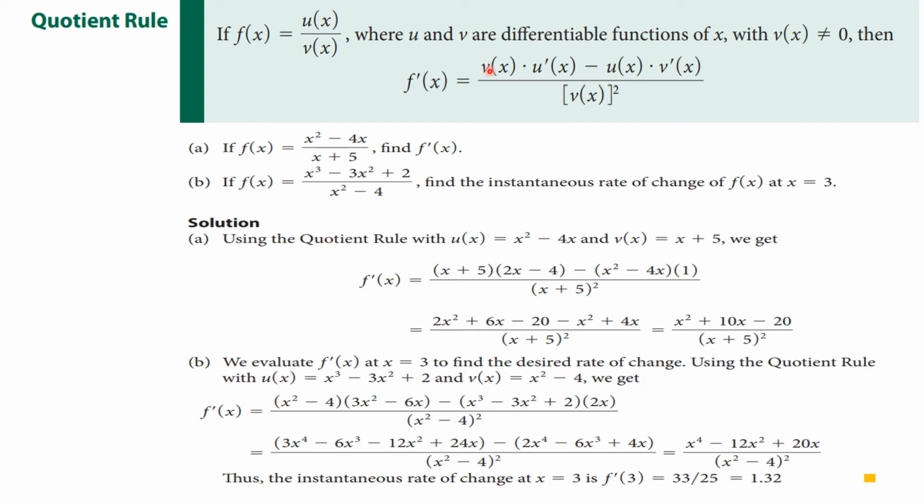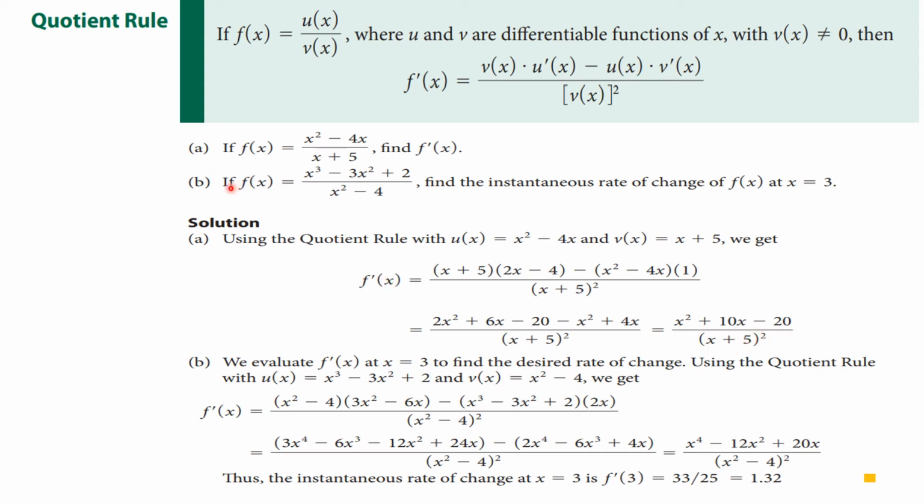Then if we follow the quotient rule, the derivative of that function will be equal to: first v(x), so here v(x) is x + 5, times the derivative of u(x), which is 2x − 4, then minus u(x), x² − 4x, times the derivative of v(x), which is 1, and then divided by v(x) whole squared, that means (x + 5) whole squared. After you simplify, you will get (x² + 10x − 20) divided by (x + 5) whole squared.